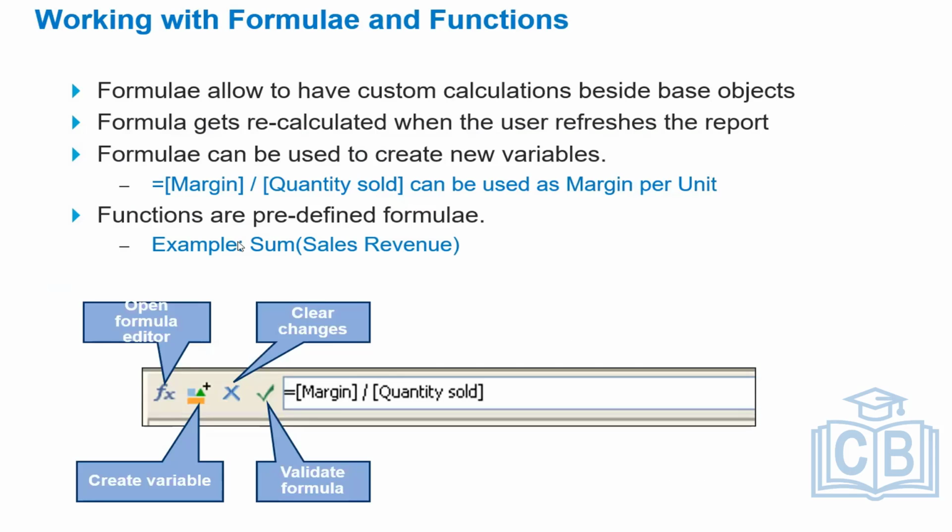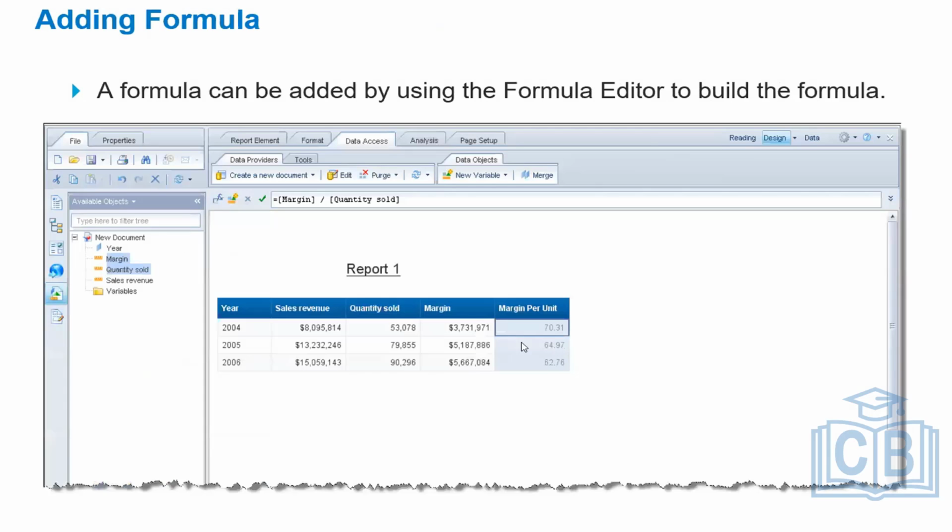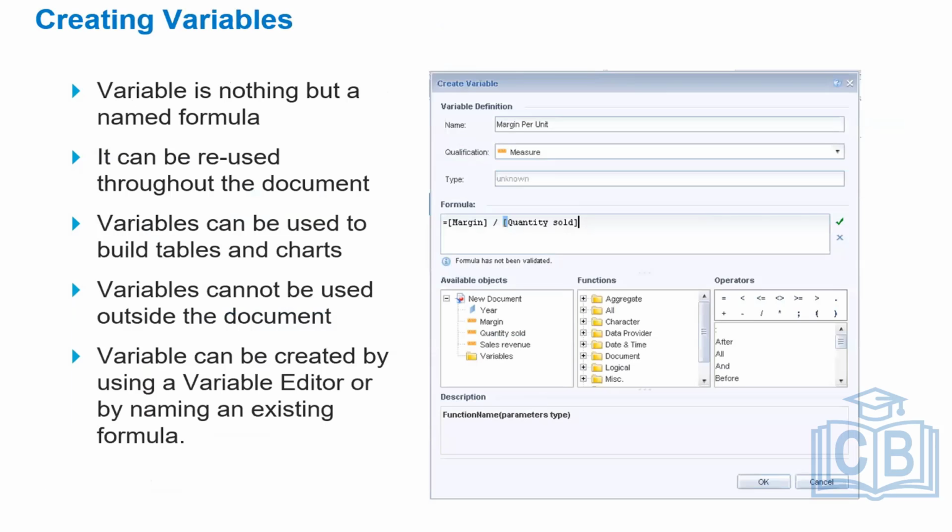Adding a variable: we will keep it as margin per unit. We will name it so that it can be accessible for reporting purposes in other tables. But if we just create a formula, it is not reusable. If we insert it here, I'll show you. This is the process for creating a variable. A variable is nothing but a named formula.